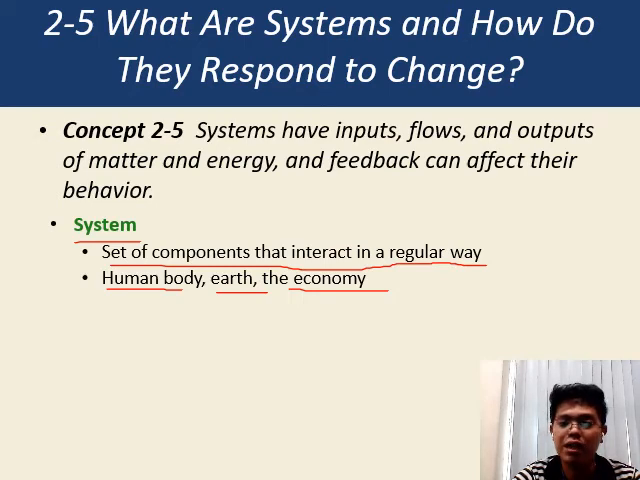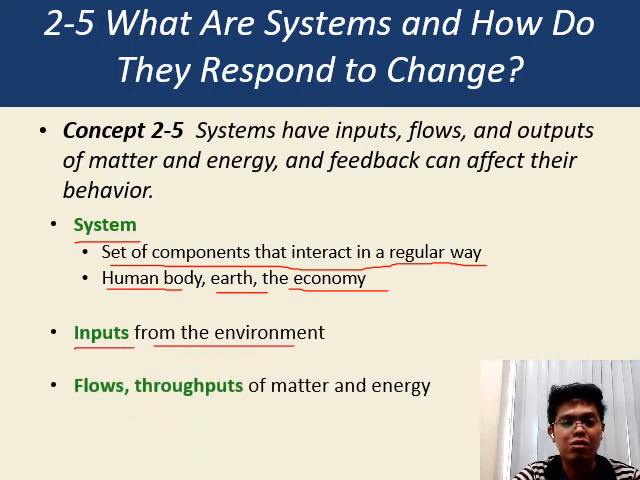In the human body, we have the nervous system, the circulatory system, and the respiratory system. That's an example of a system. In a system, there are inputs from the environment, and also flows and throughputs of matter and energy. And then we have the outputs. Outputs are the feedback.